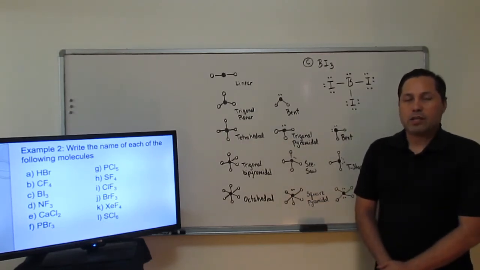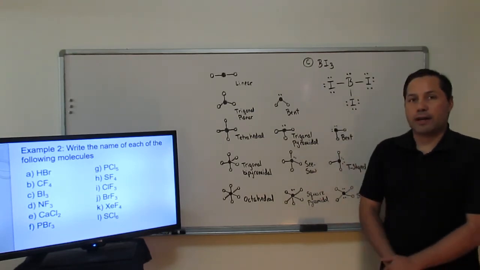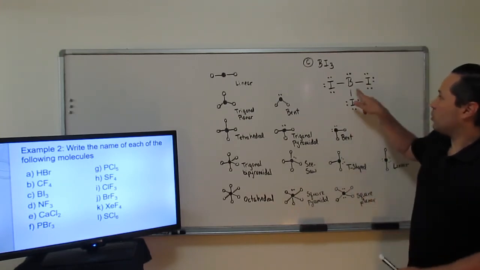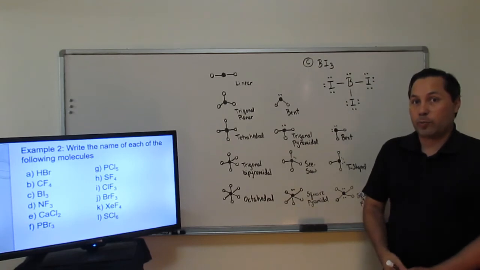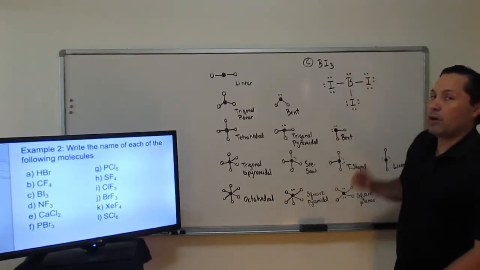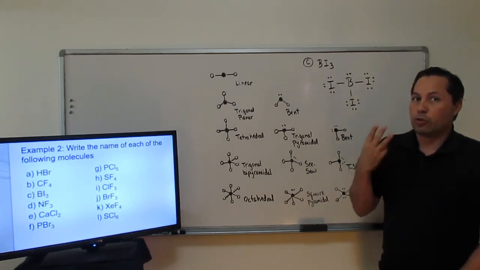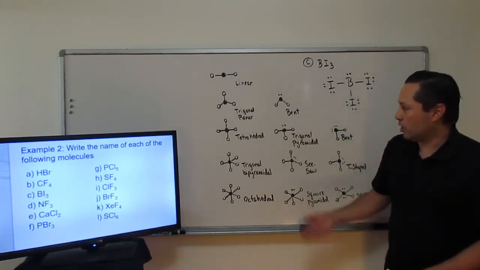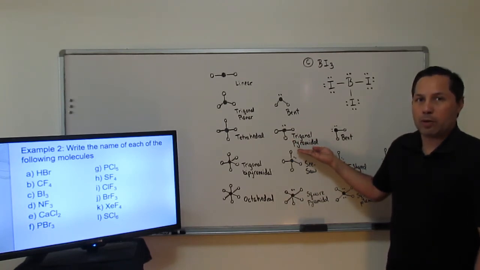Next is letter C. The molecule BI3, boron triiodide, is given to us. Here's the Lewis dot diagram for it. If you look at the central atom, it's got 3 lines coming out of it, so it's got 3 shared electron pairs, and 1 pair on the top that is unshared. It belongs only to the central atom, so 3 shared, 1 unshared. That will be this molecule, trigonal pyramidal.